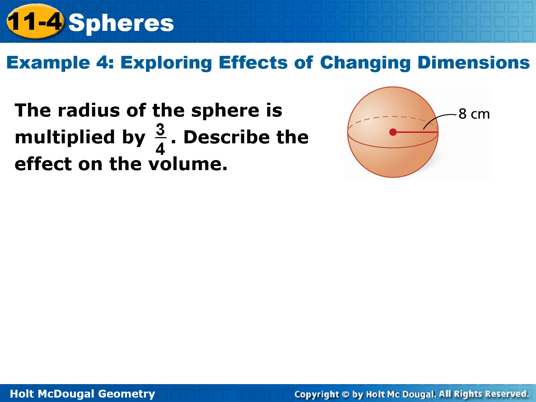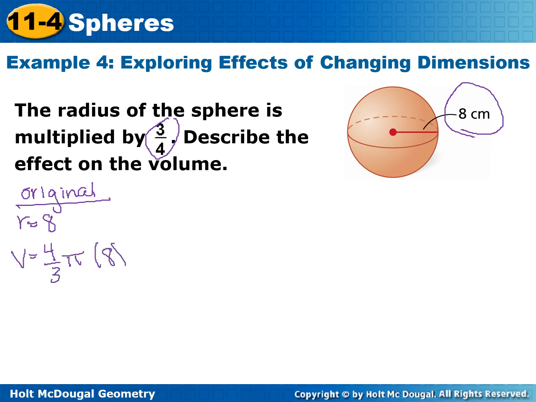So we're going to look at what happens to the volume if we change the radius by multiplying it by 3/4. Let's look at the original dimensions. We have r equal to 8, so the volume would be 4/3 pi times 8 cubed, which gives us 2,048 thirds pi centimeters cubed.